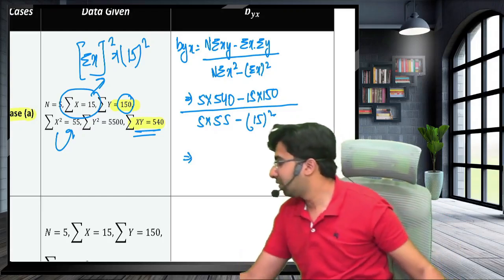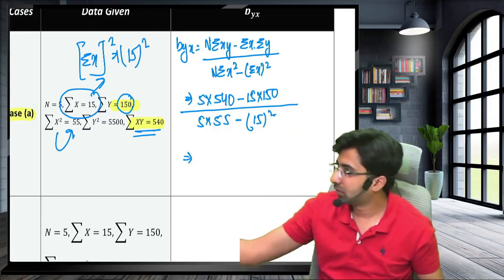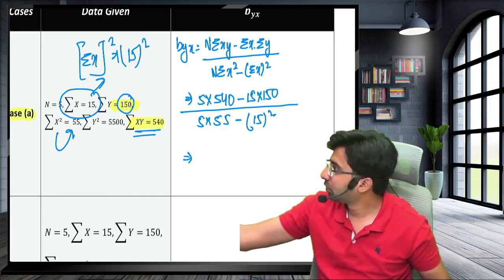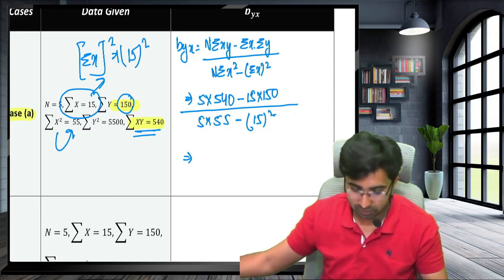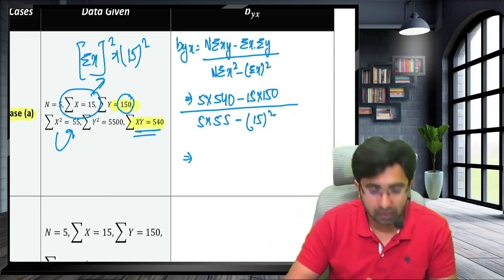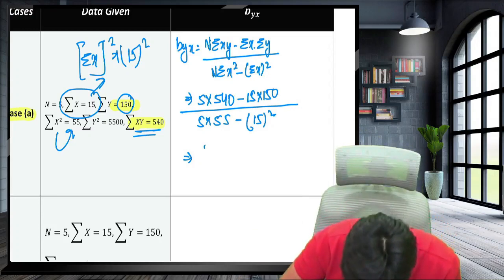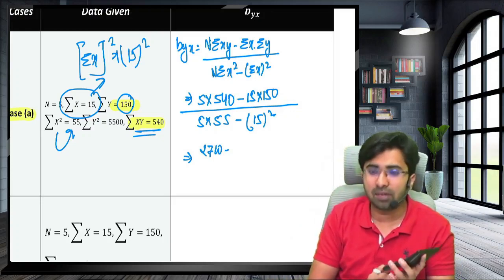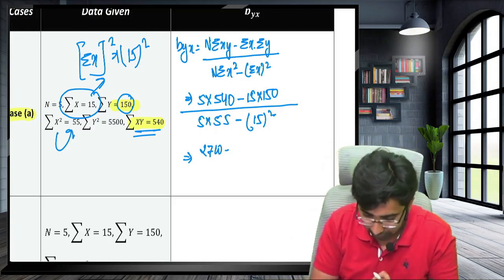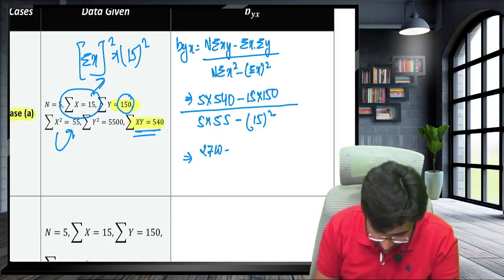Madam, is there any calculator over there? Open. Okay. Guys, what will be 5 into 540? This will be 2700. You can use M plus and M minus and calculate the answer directly, but I am discussing this time. Yes, 15 into 150: summation x into summation y.